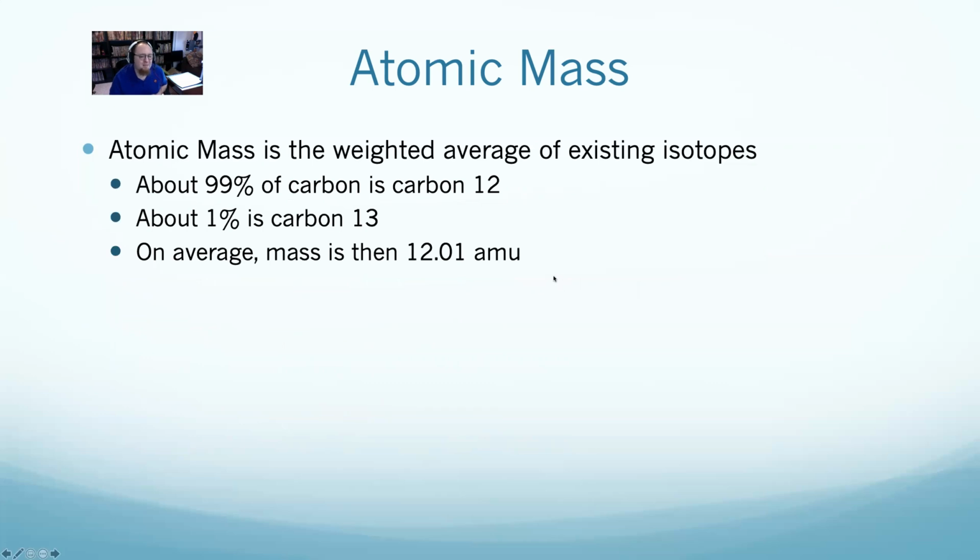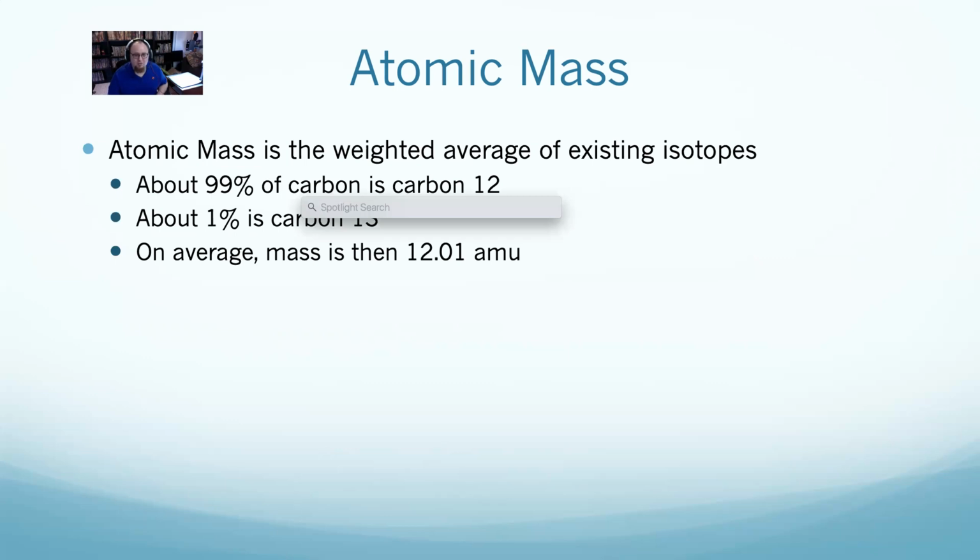About 99% of carbon is carbon-12. It's actually 98.89 to be more precise. 1% of carbon is carbon-13. It's a little bit less than 1, and carbon-14 is less than 1%. And what it is, it's just a weighted average. If you have a block of carbon, let's say you got a diamond. Diamond is pure carbon. You can figure out on average how much one atom weighs.